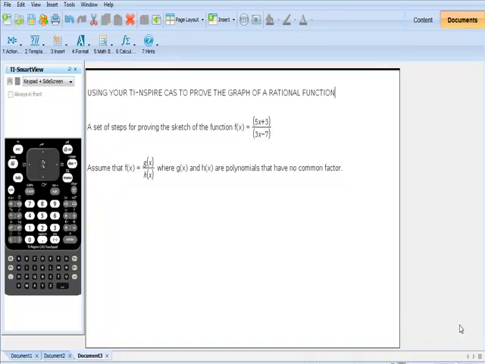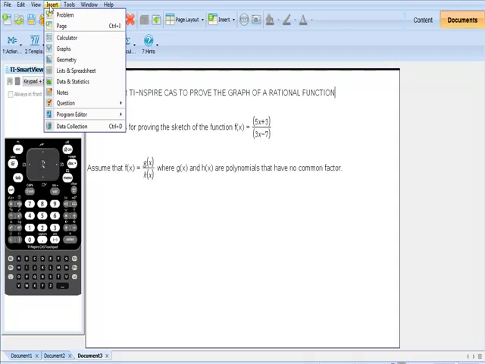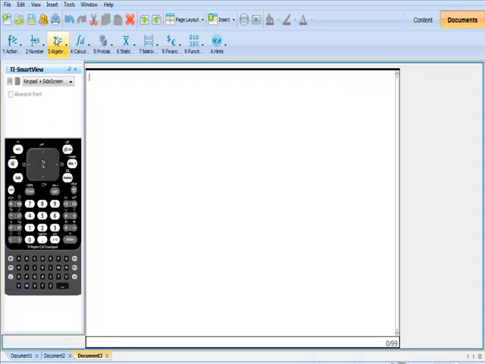So let's use this set of steps for proving the sketch of the function f of x is equal to 5x plus 3 over 3x minus 7. Start off by assuming that f of x is a composite function, g of x divided by h of x, where g of x and h of x are polynomials that have no common factor. Let's go to our calculators, if you don't mind.